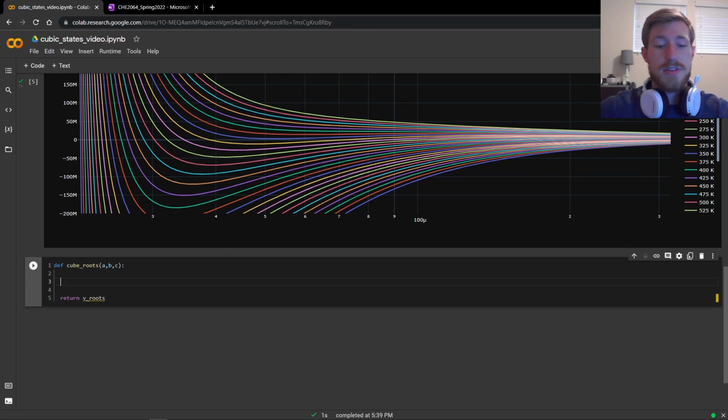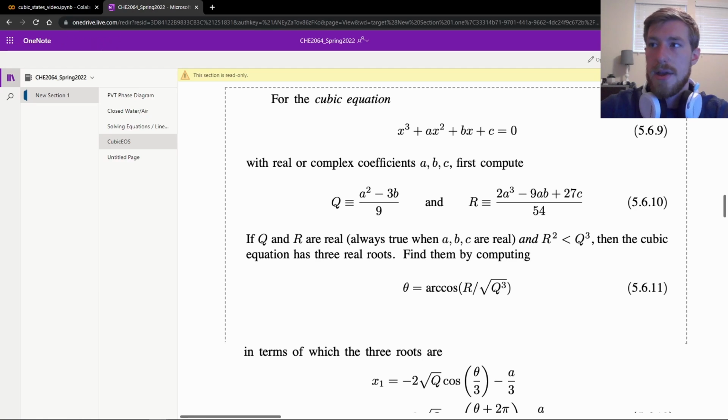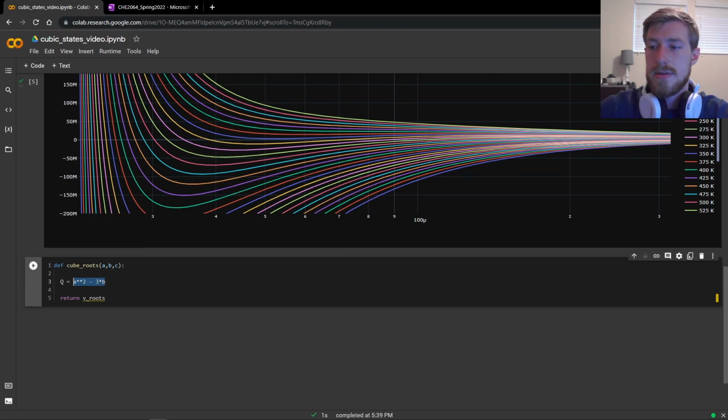So the first thing we're going to need is q. Well, q is equal to a squared minus 3 times b, and all of that is going to be divided by 9. So close that in parentheses, divide it by 9, and there's our q.